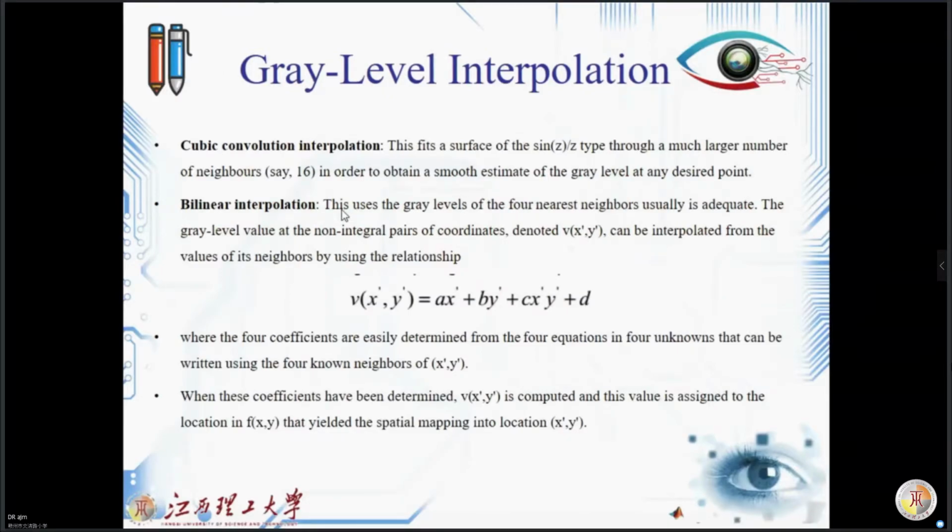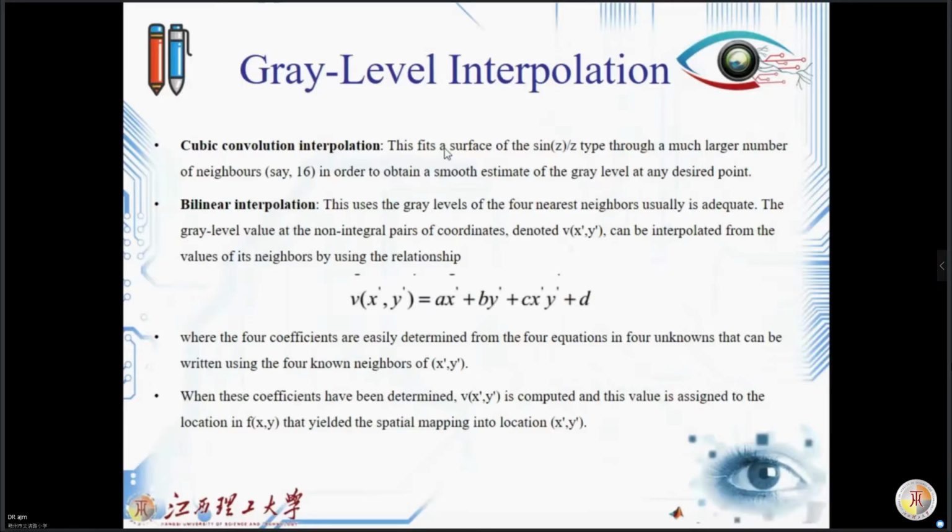In gray level interpolation, we have some terms, as I told you. One is cubic convolution interpolation, and another one is bilinear interpolation. Cubic convolution interpolation fits a surface of the sin z divided by z type through a much larger number of neighbors, say 16, in order to obtain a smooth estimate of gray level at any desired point. Bilinear interpolation uses the gray levels of the four nearest neighbors, which is usually adequate.